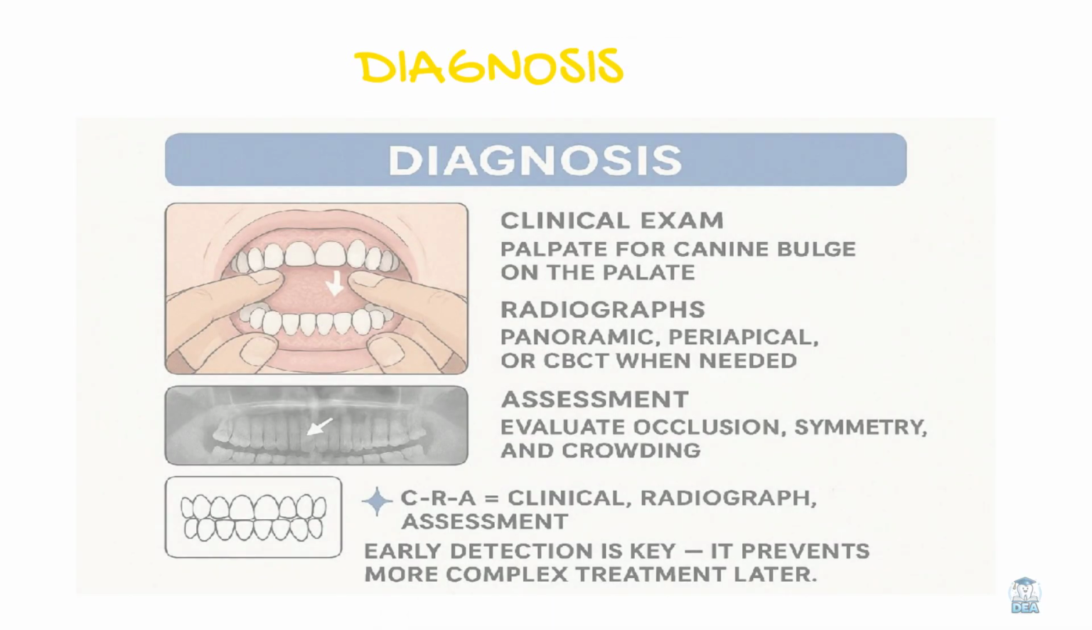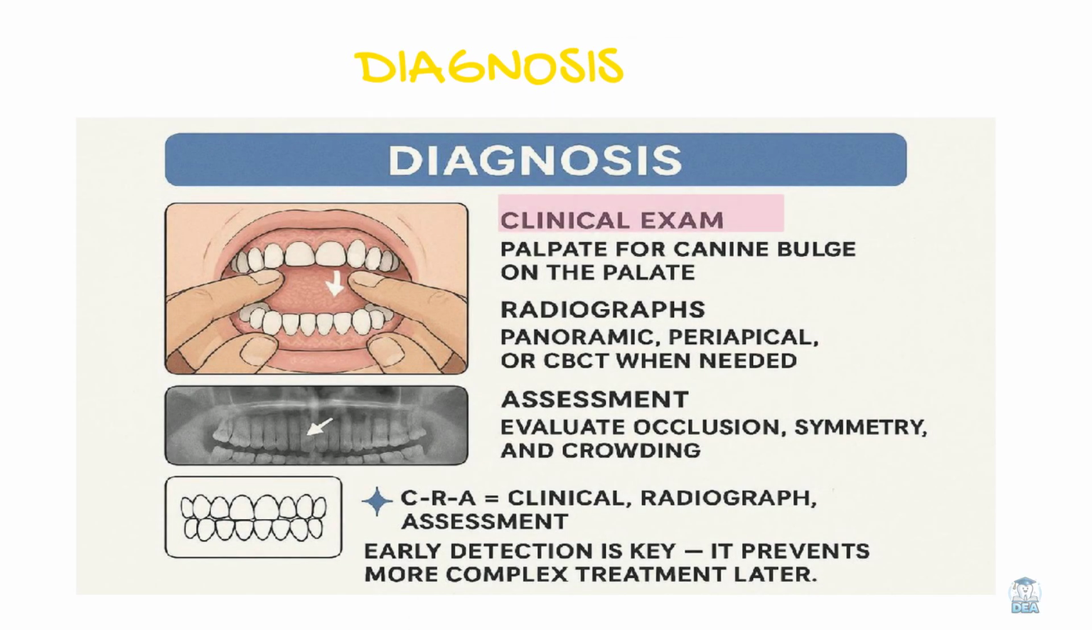Diagnosis involves clinical examination by palpating the canine bulge in the palate. Radiographs such as panoramic, periapical, or CBCT if needed, and assessment of occlusion, crowding, and symmetry. Mnemonic CRA: clinical, radiograph, assessment. Early diagnosis prevents complex treatment later.